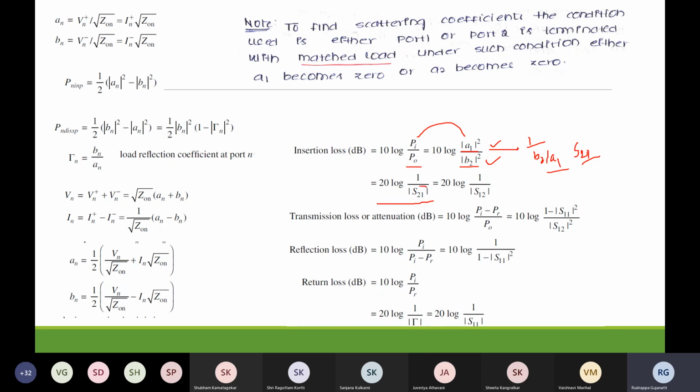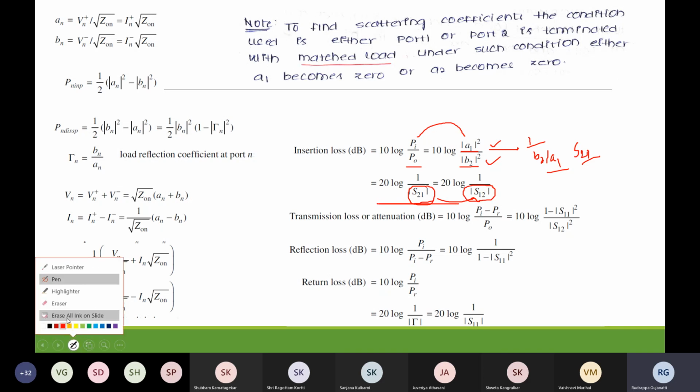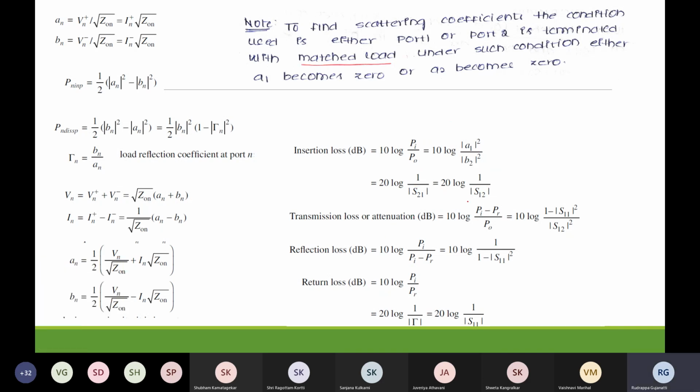Because of the property of the S matrix, I can represent S21 as S12. So it is again dependent on the properties. In the next coming sessions, we'll be discussing these properties. Therefore, the insertion loss is given as 20 log of 1 divided by magnitude of S21 or 1 divided by magnitude of S12.